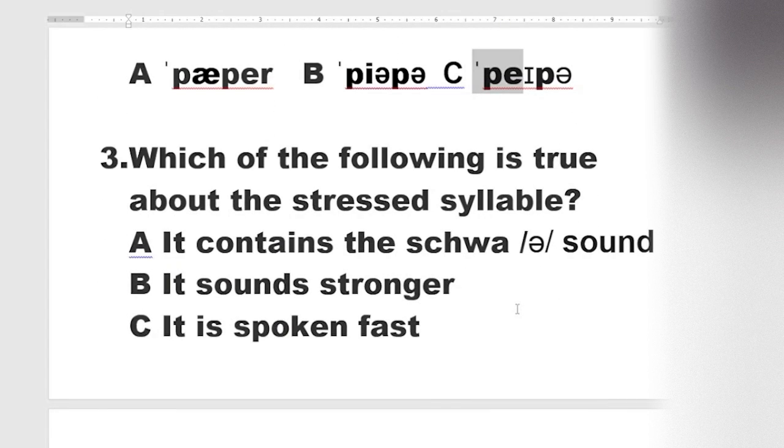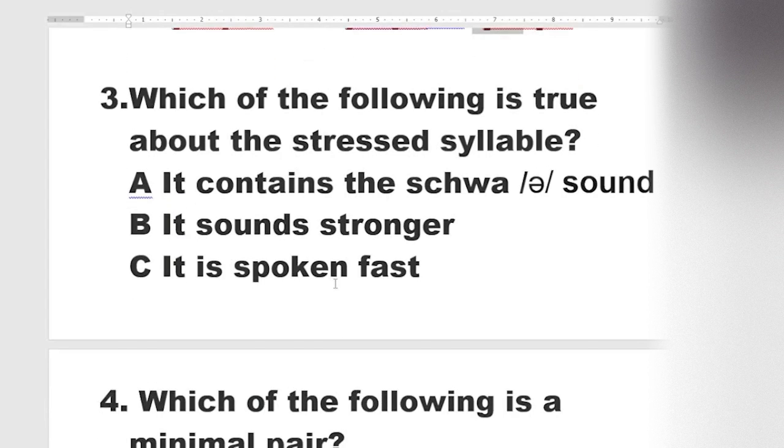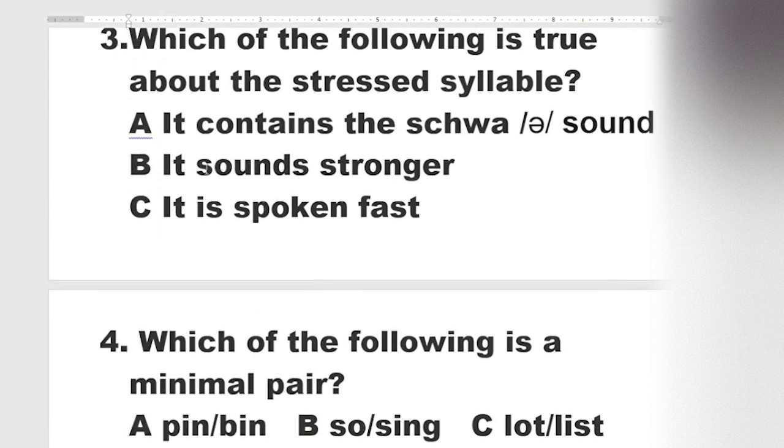Which of the following is true about the stressed syllable? It contains the schwa sound. It sounds stronger. It is spoken fast. Okay, it sounds stronger. As we said above, in word stress, we should say the stressed syllable with more energy. So we pronounce this syllable stronger. So the right answer here is B.